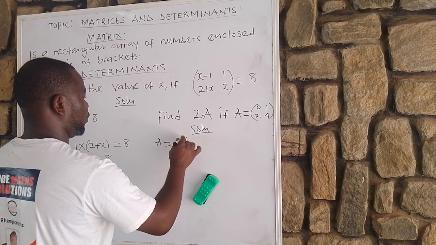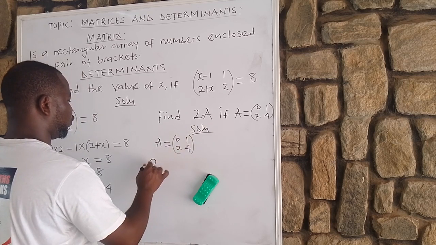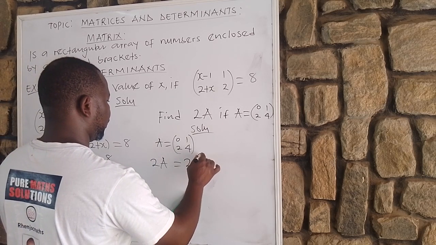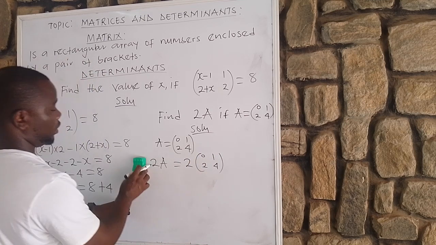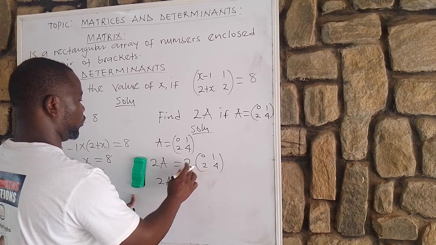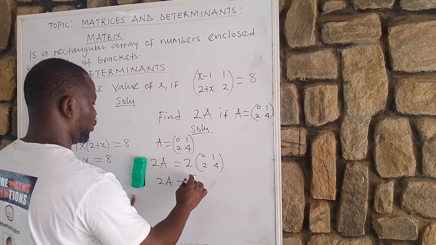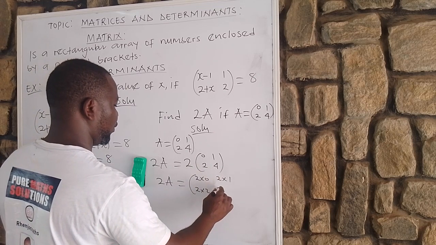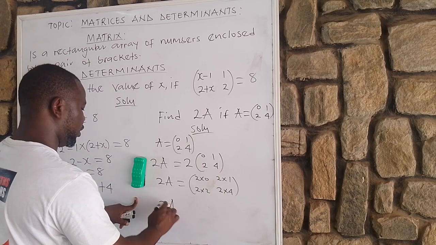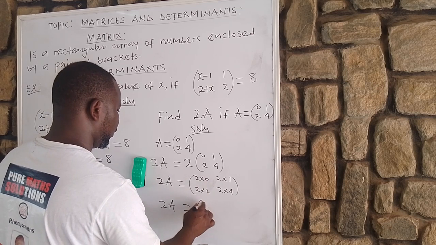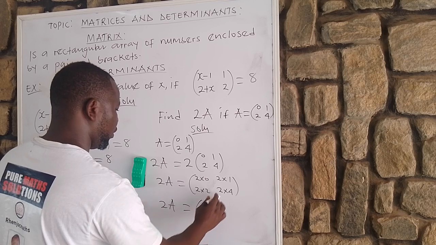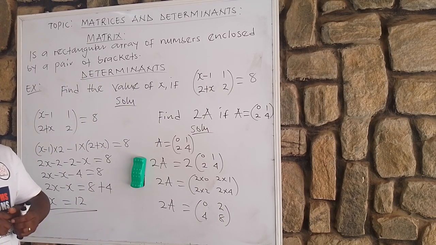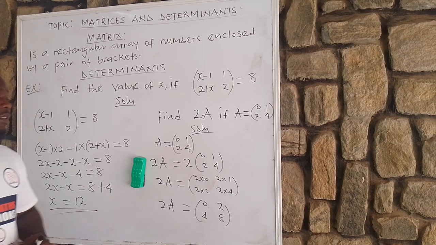You write the matrix 0, 1, 2, 4. So 2a means you use 2 to multiply matrix A. So 2 times the matrix 0, 1, 2, 4. Then 2a will now be equals to 2 times 0, 2 times 1, 2 times 2, 2 times 4. So 2a will now be 0, 2, 4, 8. So this will be the answer. This is how you are going to look at it.